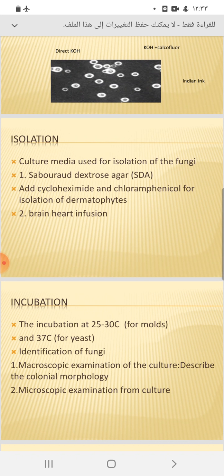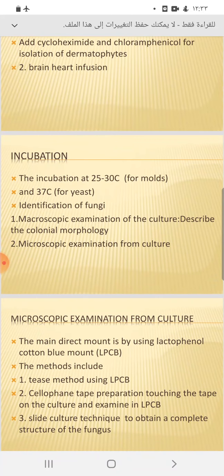For isolation of fungus, we usually use a culture medium, which is the Sabouraud dextrose agar. This medium is used for isolation of the fungi. We should add to this medium antibiotics like cycloheximide and chloramphenicol in order to inhibit the growth of bacteria. Number 2, the second medium used for the isolation of fungus, is brain heart infusion. For the incubation, the molds usually should be incubated at room temperature, 25 to 30 degrees. The yeast should be incubated just like bacteria at 37 degrees.